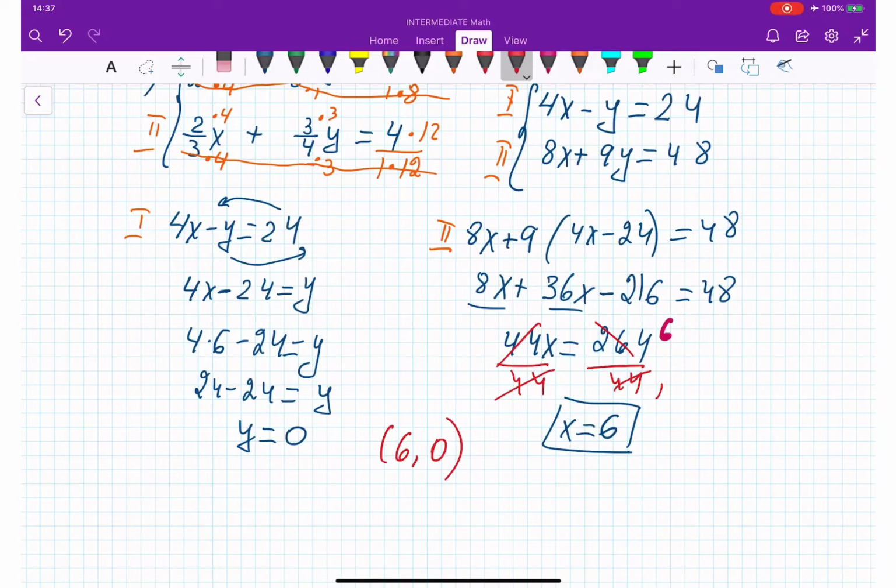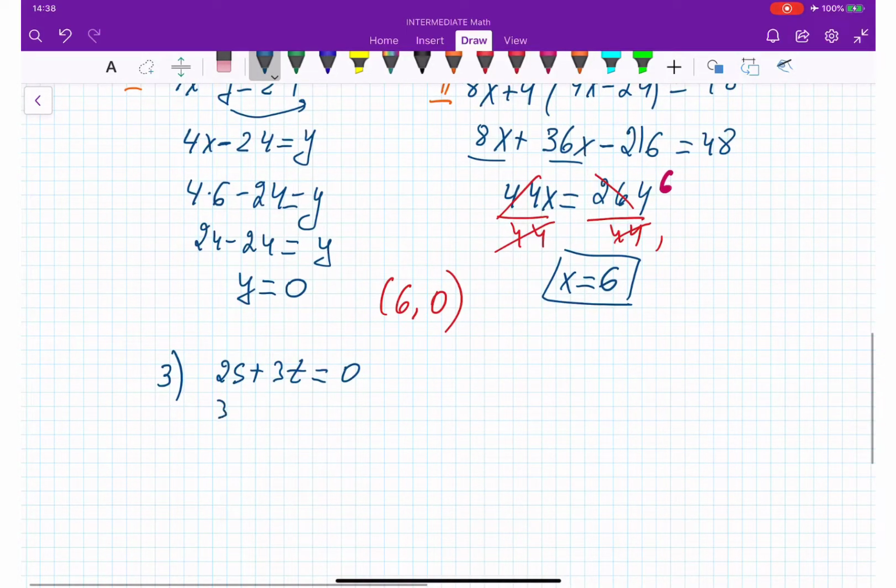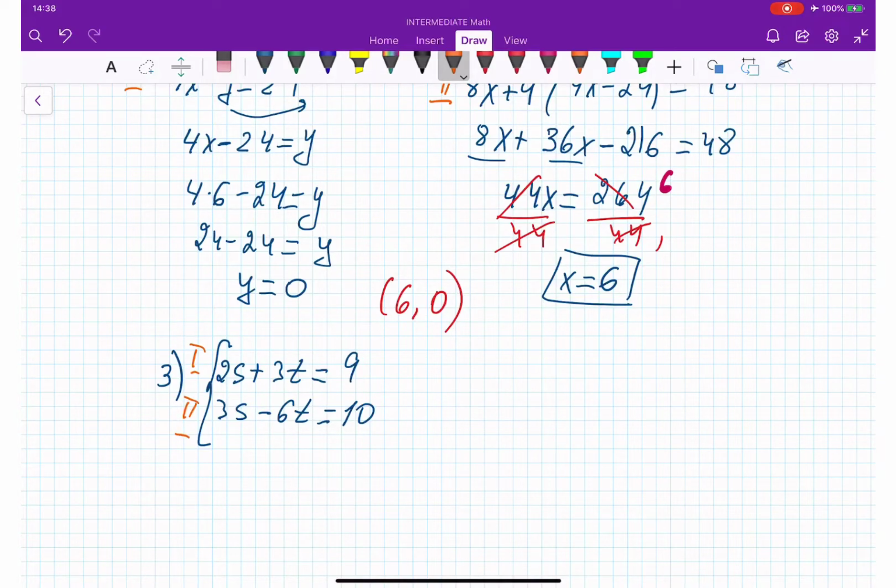Moving to question number 3. So what do we have to do here? We have to use the method of addition. 2s plus 3t equals 0. 3s minus 6t is equal to 10. Actually, it's 9. Okay, so this is the first one, this is the second one. So, method of elimination.